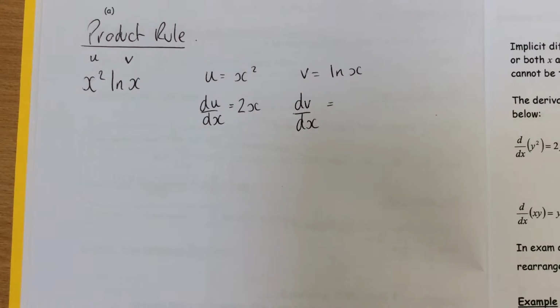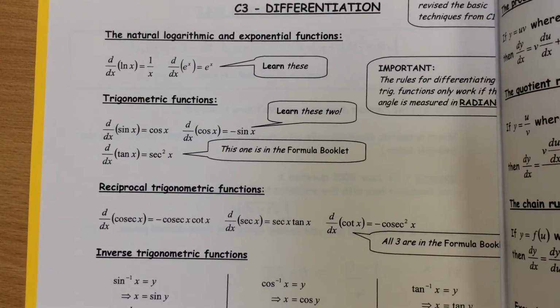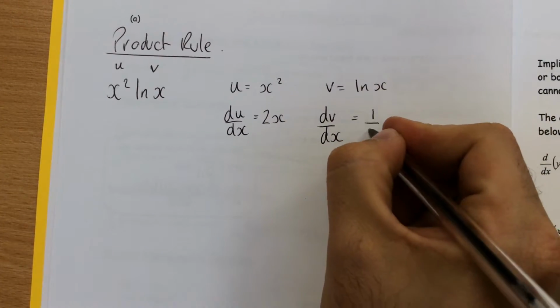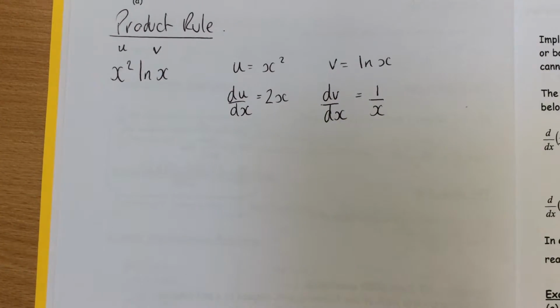So this is completely new to you. So if you look at the notes pages, if you're asked to differentiate log, it just becomes 1 over x. So dv by dx is 1 over x. And then we've just got to apply the product rule.